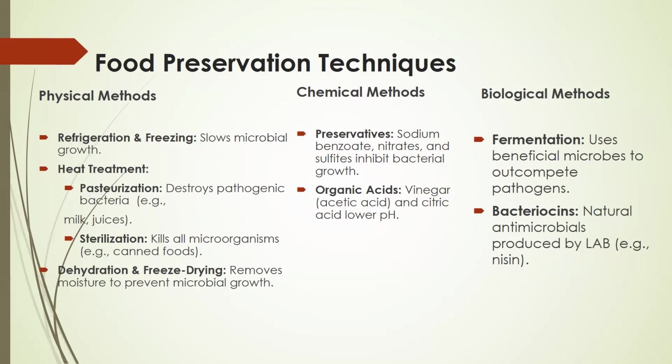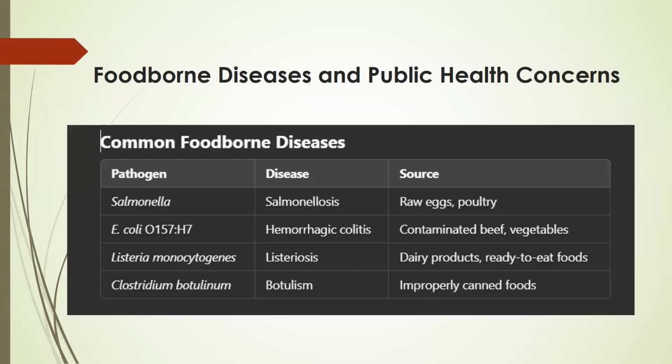Fermentation uses beneficial microorganisms to outcompete pathogens. During the process of fermentation, the pH may be lower, so most pathogenic organisms will not be able to survive. So fermentation helps. When you ferment your iru, you can put it on the bench, nothing will happen. Bacteriocin is also a product from microorganisms. It's a natural antimicrobial that is produced by lactic acid bacteria, e.g. lysine, and they are used in the preservation of food. So you have food preservation techniques like physical, chemical, and biological methods.